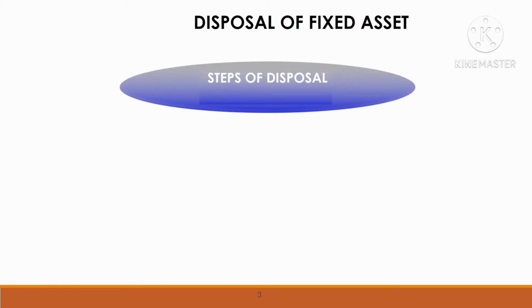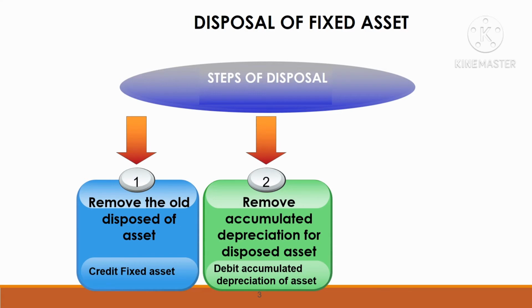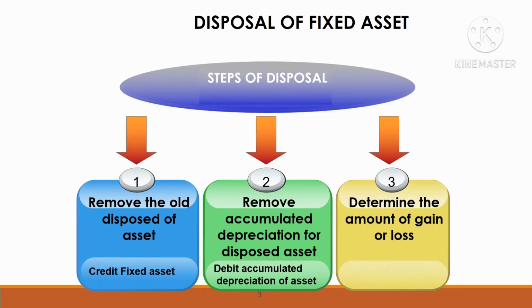When we want to dispose of a fixed asset, there are a few steps of disposal. Number one, we have to remove the old disposed asset. It means that we credit fixed asset. Number two, we have to remove accumulated depreciation for the disposed asset. So we have to debit accumulated depreciation. Number three, we have to determine or calculate the amount of gain or loss.